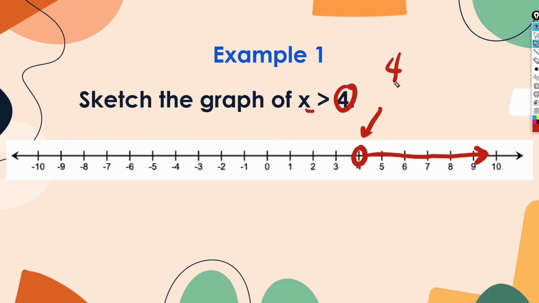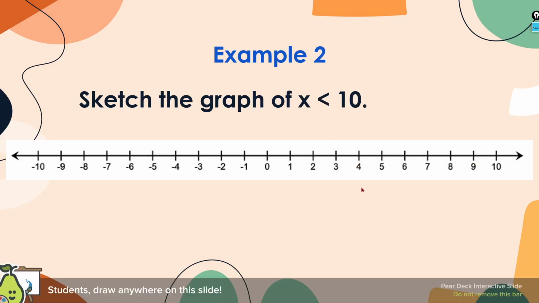What do you mean? 4 does not satisfy this inequality. 4 is not greater than 4. So, ito sa graph, hindi kasama ang 4 mismo. That is represented by a hollow circle or hollow dot, however you want to call it. Okay? 2. Sketch the graph of x is less than 10.